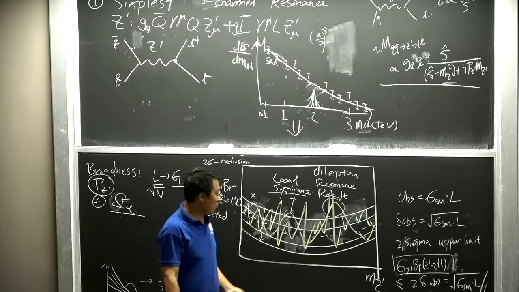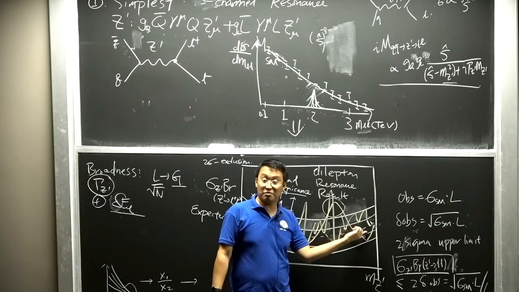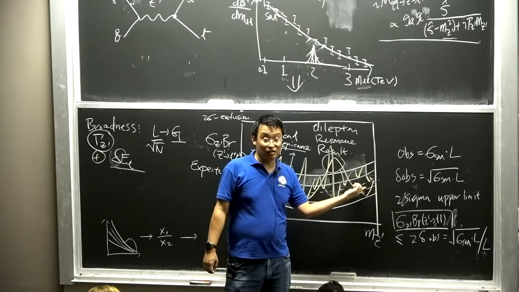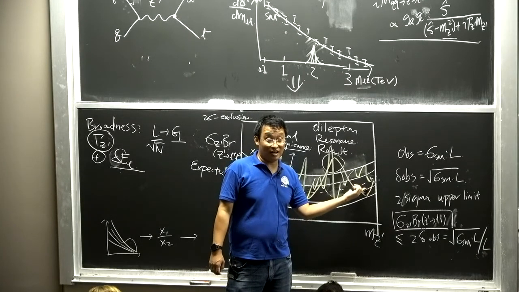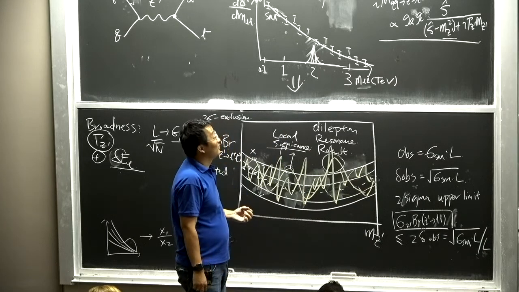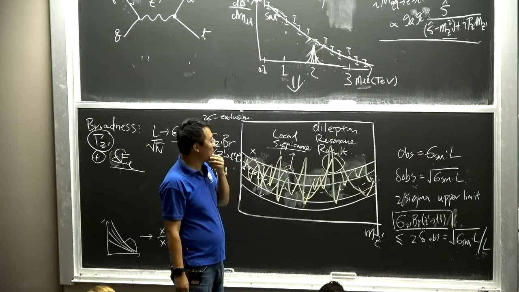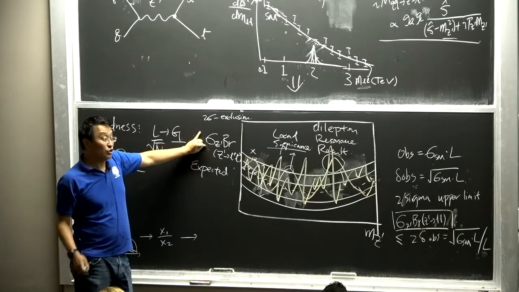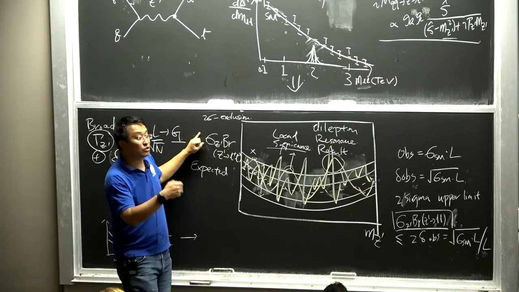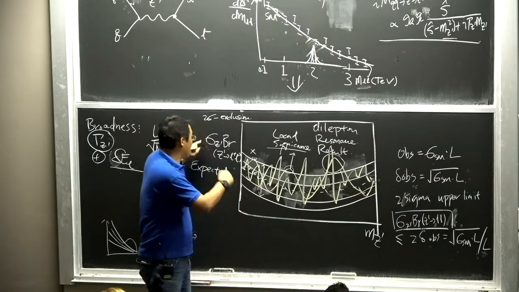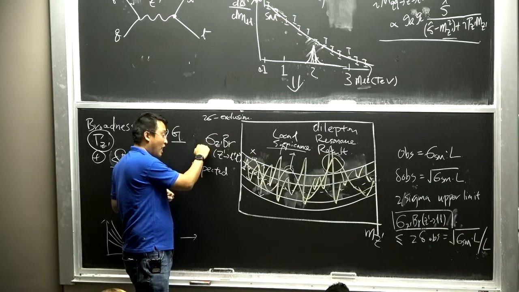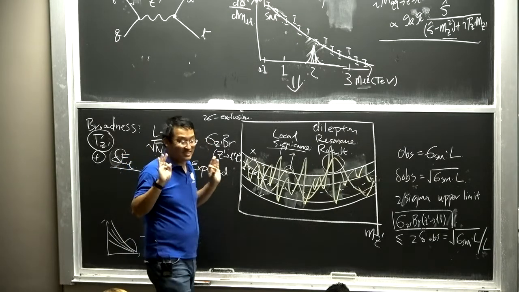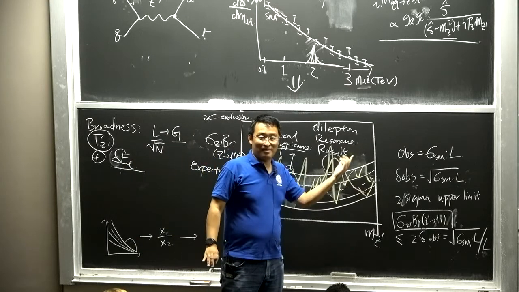Why do I expect the constraints on this end to be worse? Anyone guess? Too heavy to produce. I haven't translated to theory yet. But here, this is on cross-section, right? Too heavy to produce means the cross-section would go to zero for a given coupling. But here I'm bounding the cross-section itself, so it doesn't know it's hard to produce that yet. So why does this go up?